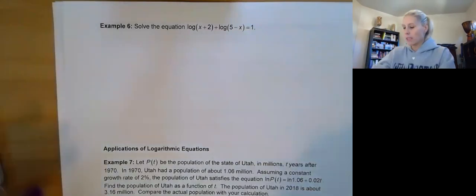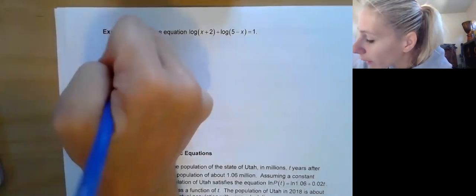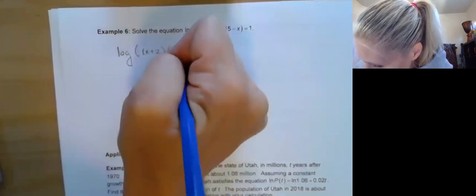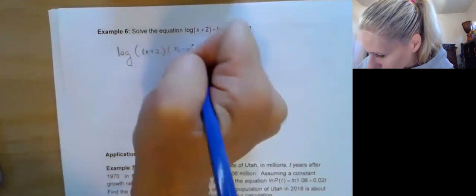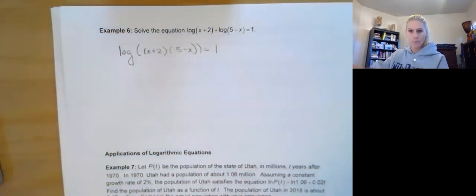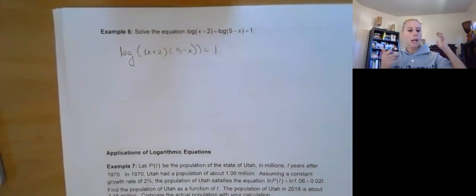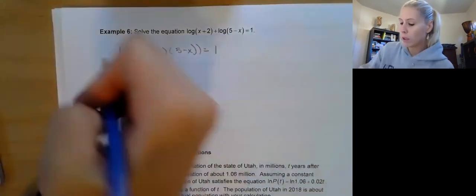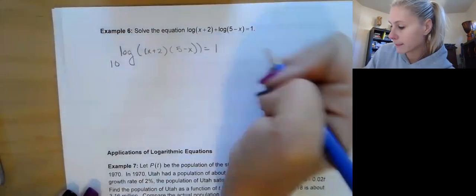Well, addition means multiplication. So I have a log, and now I'm going to write this out so you guys can see it. I have x plus 2 times 5 minus x equals 1. Okay. How do you get rid of a log? Well, that means the base is 10.